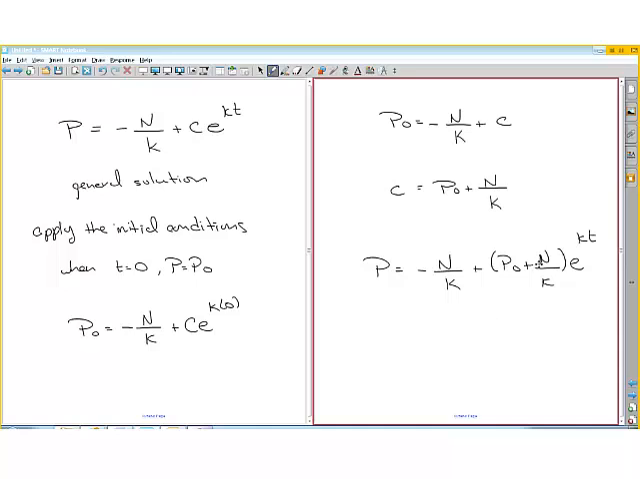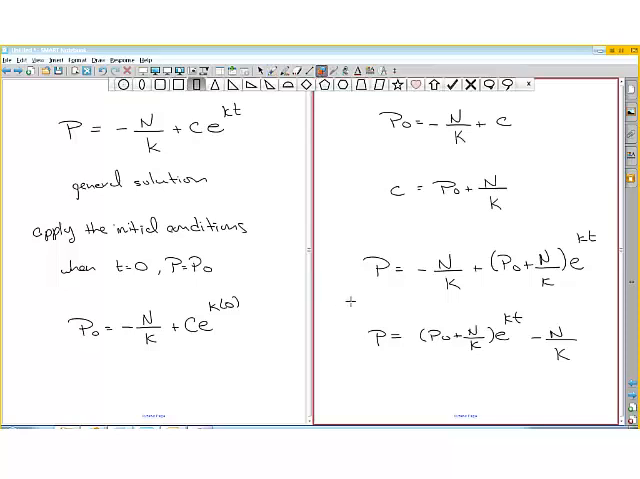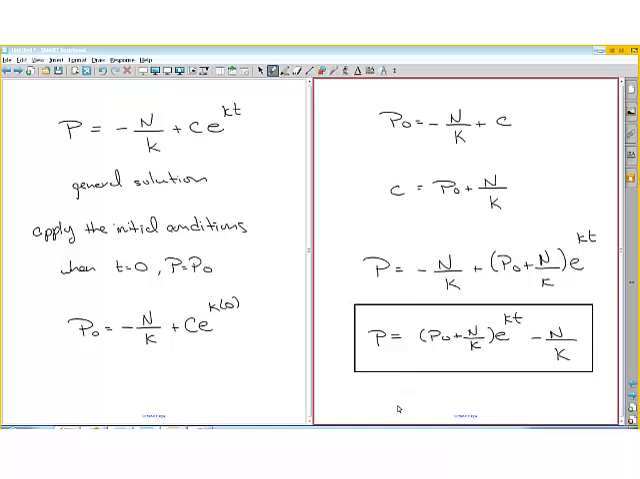And I think we can rearrange this. I'll just put the positive term first: p0 plus n over k, times e to the kt, minus n over k. And so that's your solution, that's your particular solution to the differential equation, because the arbitrary constant has been replaced by this.